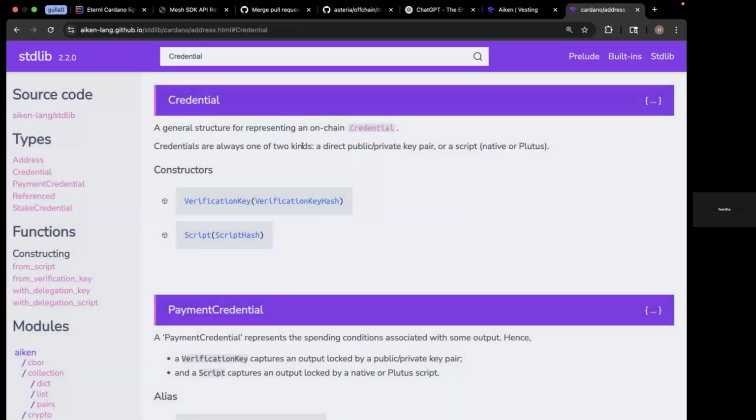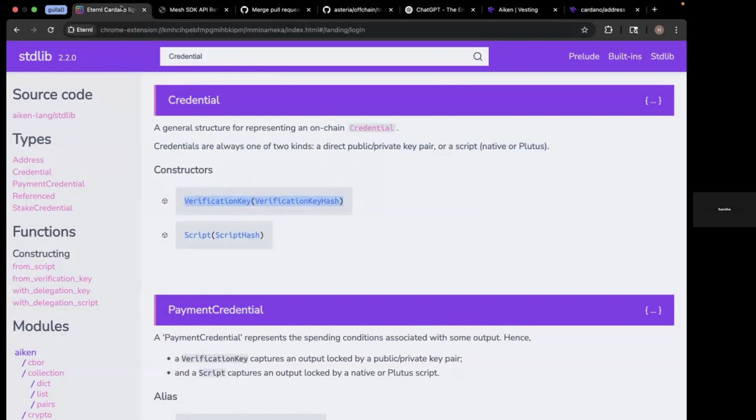There you go. So a credential is a general structure for representing on-chain credentials. Credentials are always one of two kinds: a direct public or private key, or a script. So it is either a script or a private or public key.